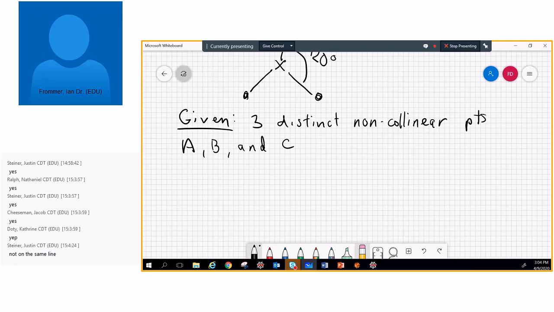Not on the same line. Yes, thanks, Justin. That's right. Otherwise, this problem would be kind of a little pointless. But in any case, in the plane, so we're only going to do stuff in 2D.